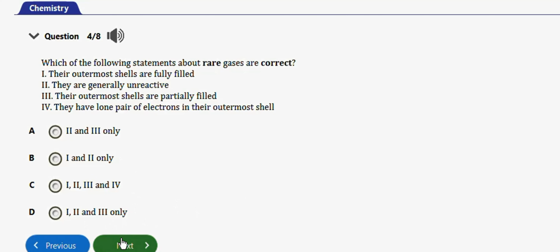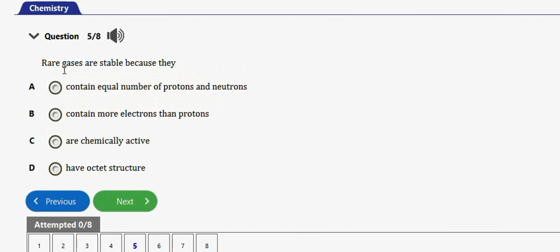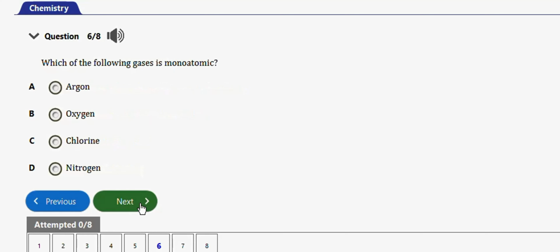The next question will be this one. It says noble gases are stable because, the answer to this question is because they have octet structure. Option D. Next question will be this one. It says which of the following gases is monatomic? We have argon, oxygen, chlorine, nitrogen. So the answer is option A, argon.